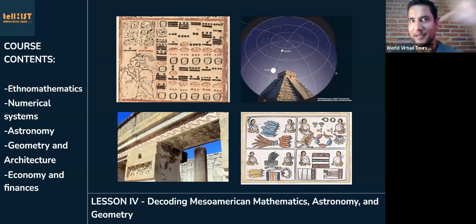Astronomy is a topic that is so big. This course and these classes were only an introduction to understand a bit how they managed all this knowledge, but astronomy, and also geometry and architecture, are topics that could take years of study to fully understand all these disciplines they had, and how they studied all these natural phenomena and applied them in different ways.